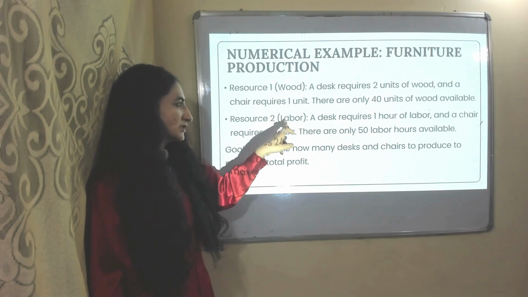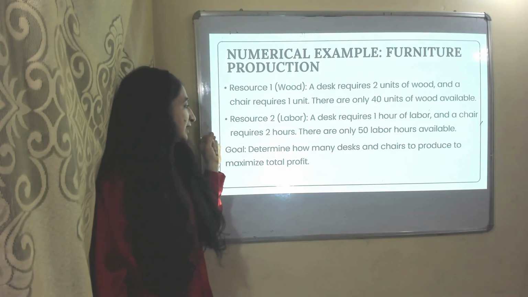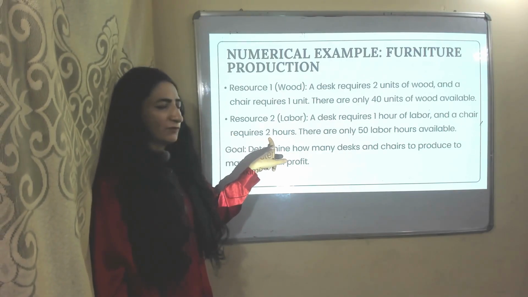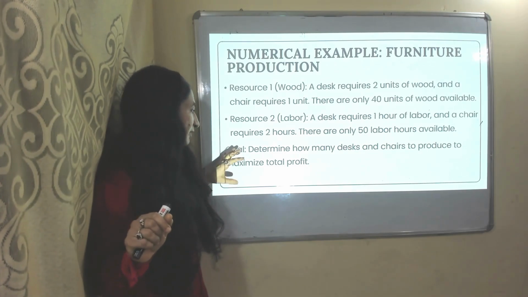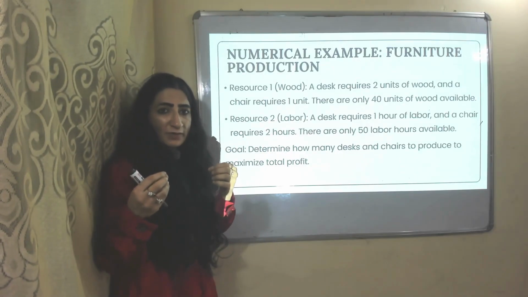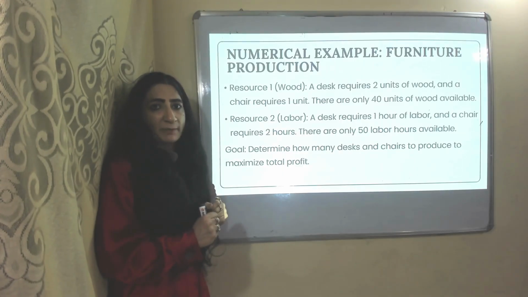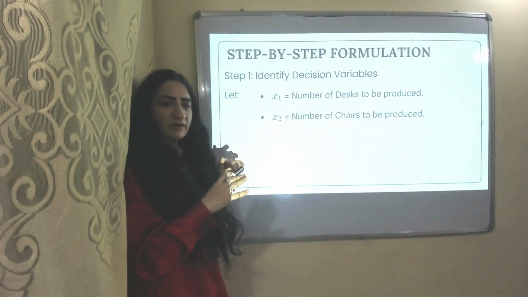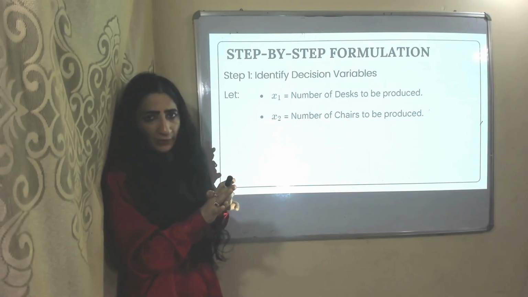And resource 2 is labor. Each desk requires 1 hour of labor and each chair requires 2 hours of labor, and there are only 50 labor hours available. Our main goal is to determine how many units of desks and how many units of chairs we need to produce in order to maximize our profit. Now through our previous statement, step by step we will formulate linear programming.